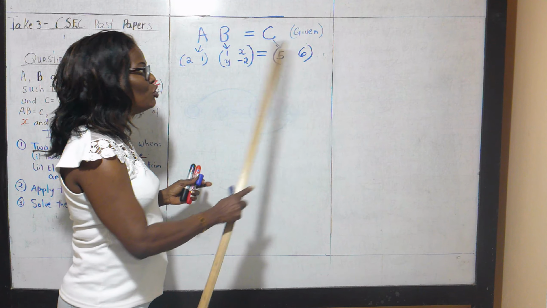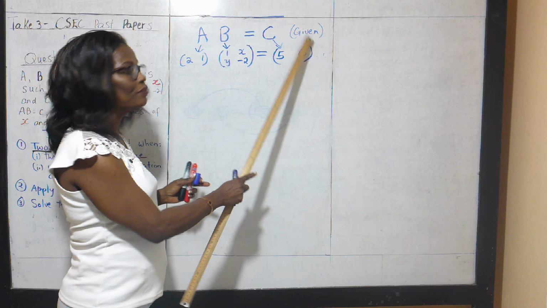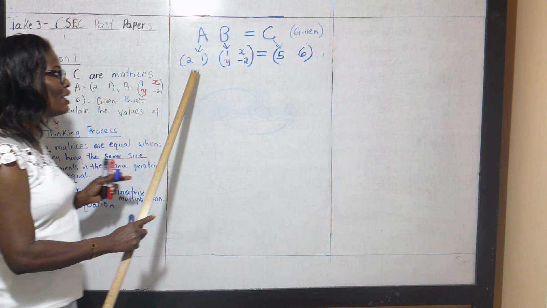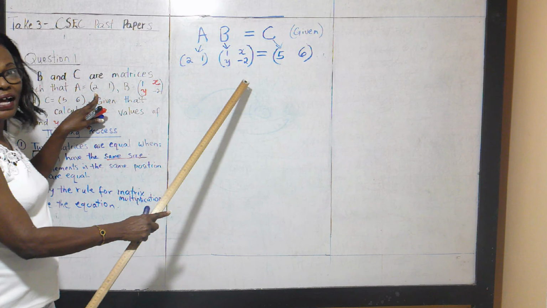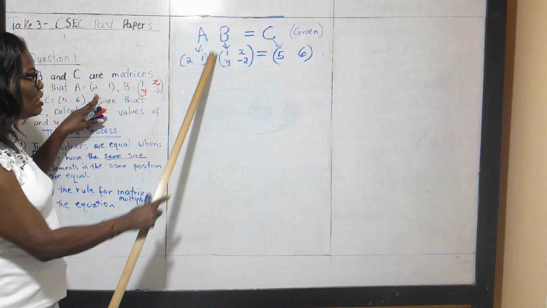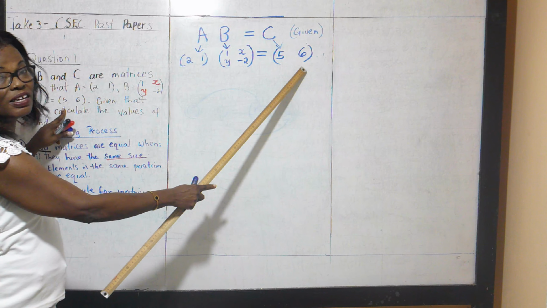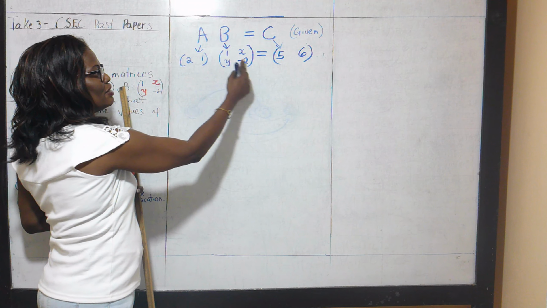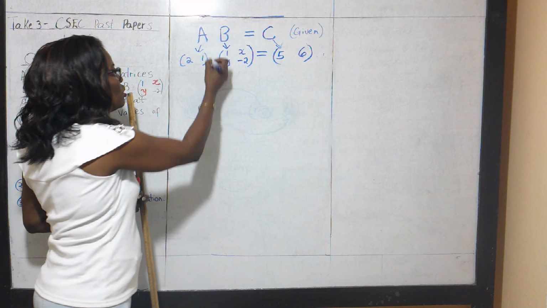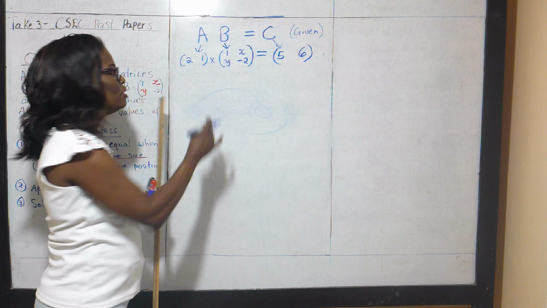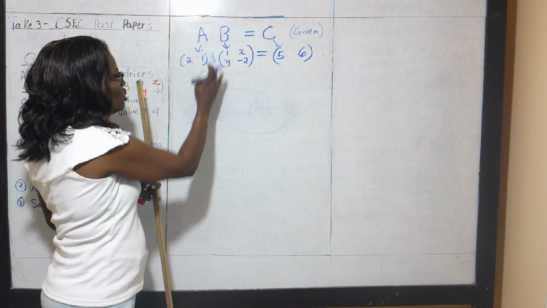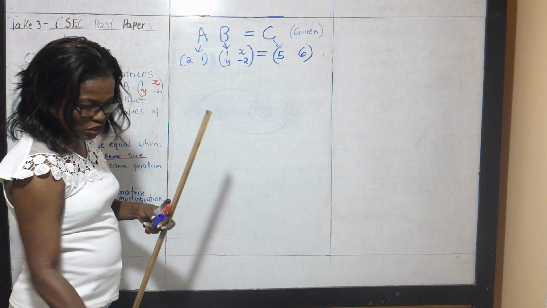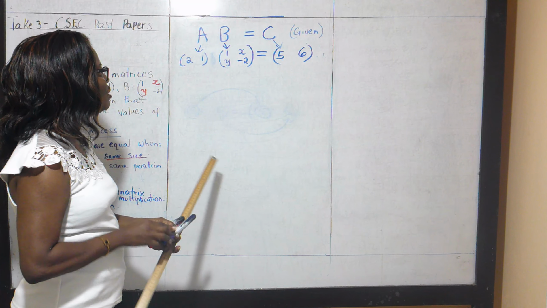So the first thing you do is to write what we were given. Next thing you do is to make your substitution. We were told that A is 2, 1, and B is a 2 by 2 matrix, and C is 5, 6. Then we simplify. Now we have bracket times bracket. There's no multiplication sign there, but it is understood that there is a multiplication sign there. So let's go with the multiplication.